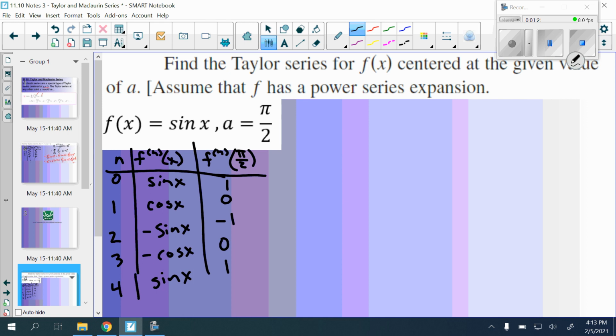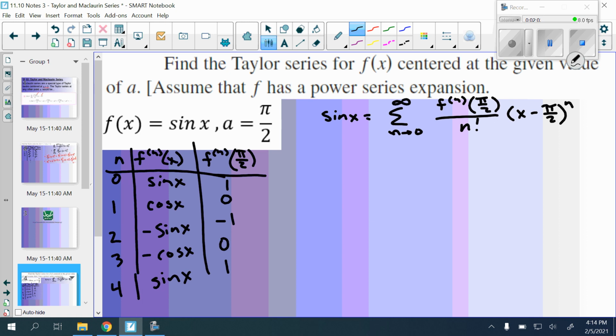All right, so now if we want to fill in our Taylor series expansion here, starting at n equals 0, going to infinity, it's going to be our value here at pi over 2 all over n factorial, and then because it's centered at pi over 2, it'd be x minus pi over 2 to the n. So that would be our approximation here of sine x at pi over 2.